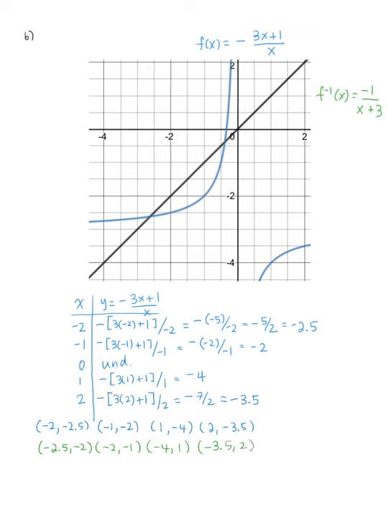Okay, so let's plot those points. So negative 2.5 comma negative 2. Well, let me see. So this is negative 3. So negative 2.5 is here, comma negative 2, at this point here. And then negative 2 comma negative 1. And negative 4 comma 1. And then negative 3.5, and then comma 2.